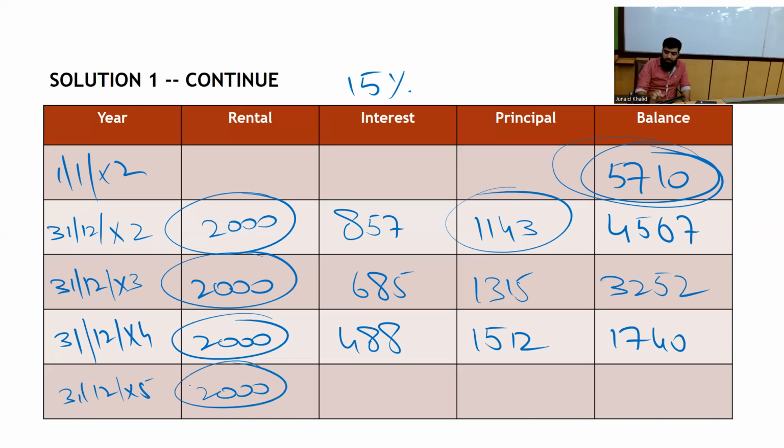Again, from 31st December 20x4 till 31st December 20x5, a whole year passed, and the rental of 2000 would be paid at the end of 31st December 20x5. Now 1740 is the remaining lease liability on which the interest rate would be applied, that is 261.